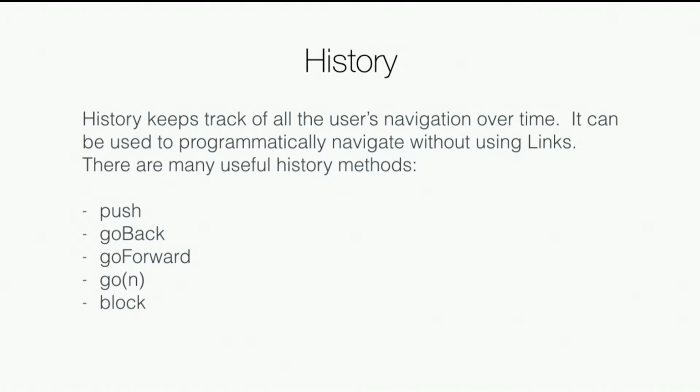Go back does what it sounds like, just goes back one. Same thing with go forward, goes forward one. And then there's just the go method where you pass it an integer. A positive integer will go forward. A negative integer will go backwards however many steps. And then you can also block. So if for whatever reason you have a condition in your program where, okay, when these conditions are met, I don't want them to be able to navigate, then I can use the history object to block navigation. So that is the basics of React Router.